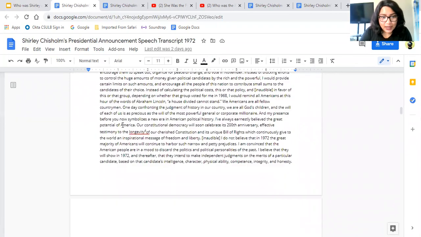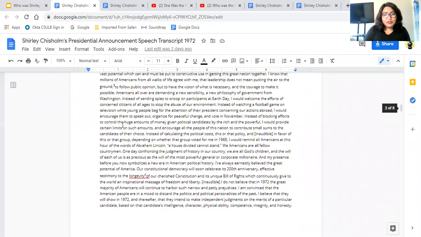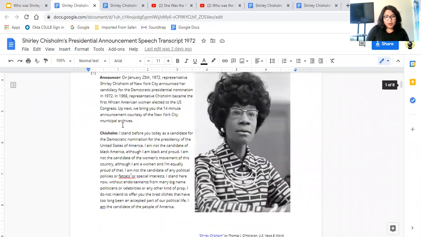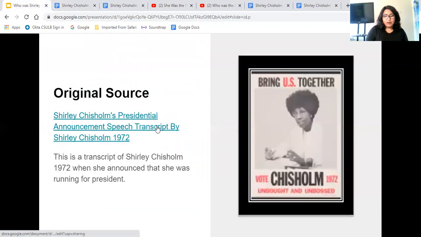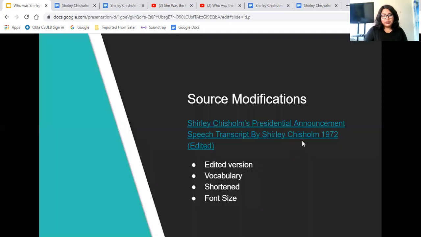So I cut some paragraphs out and I changed the vocabulary. I'll show you on the next slide some of the edits I did. This is also a good primary source. It's a poster from her campaign in 1972. And these are the modifications. I edited the version, changed the vocabulary, shortened it, and changed the font.